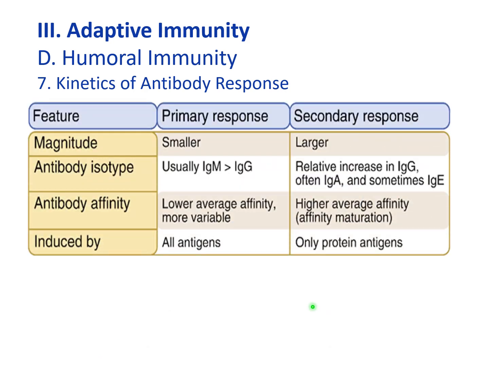If you compare the two, the magnitude of the primary response is smaller than the secondary response. During the primary response, IgM is greater than IgG, but during the secondary response, there is much greater IgG than IgM. And often there is also IgA in immune secretions, and sometimes there is IgE. The affinity of your antibody is lower during the primary response, but during the secondary response, it is higher. So the average affinity is higher, and this is due to affinity maturation. Primary response is induced by all antigens. Secondary response is produced only by protein antigens.